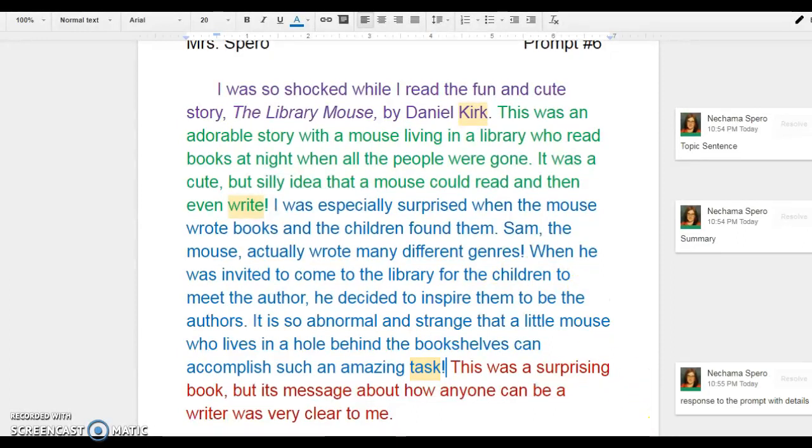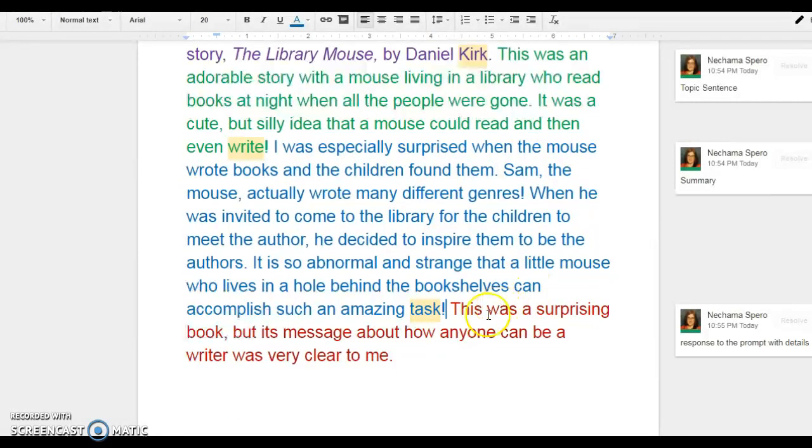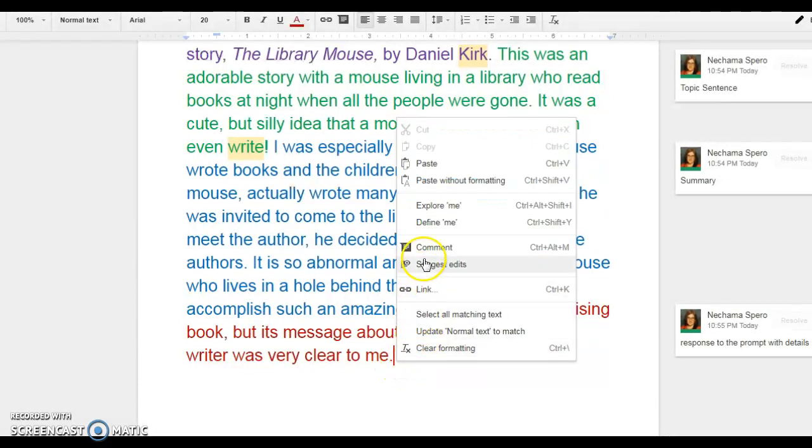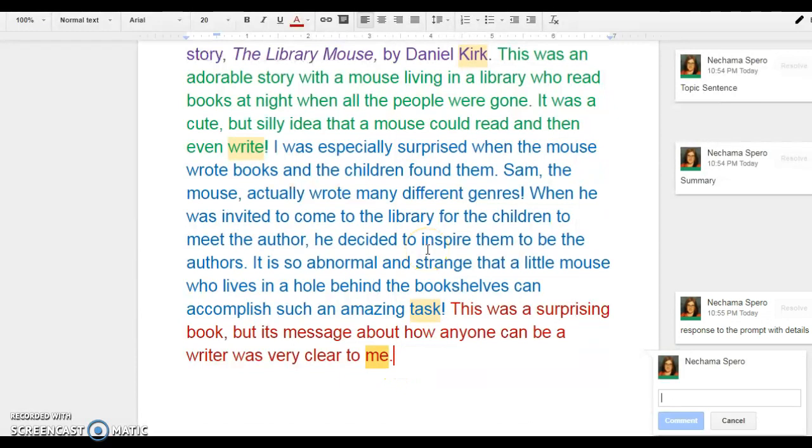And then finally, the last sentence. This was a surprising book, but its message about how anyone can be a writer was very clear to me. This is the closing sentence. This is the concluding sentence to our journal entry. So we'll write concluding sentence.